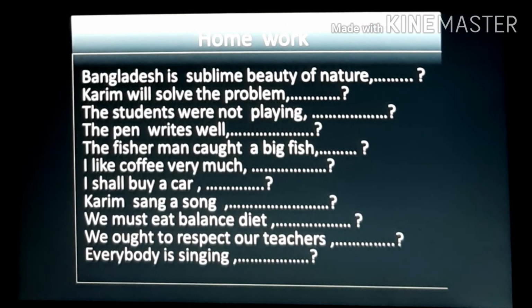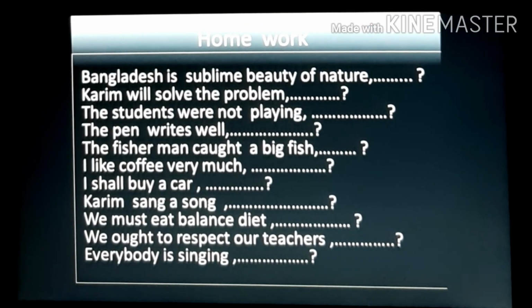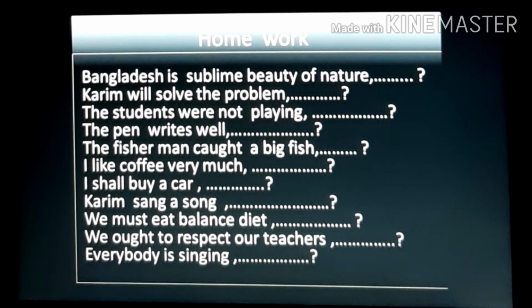Dear learners, here is some homework for you. I hope you yourself practice this homework.